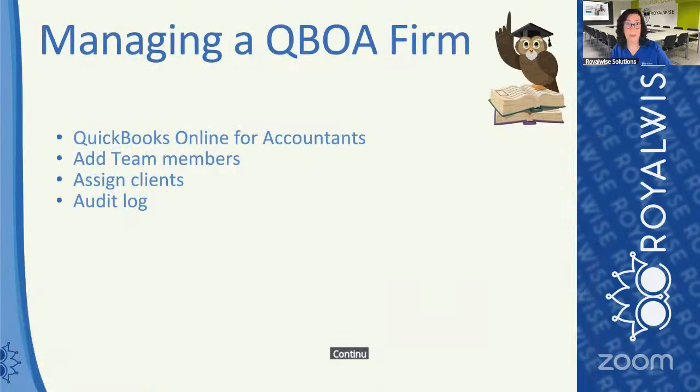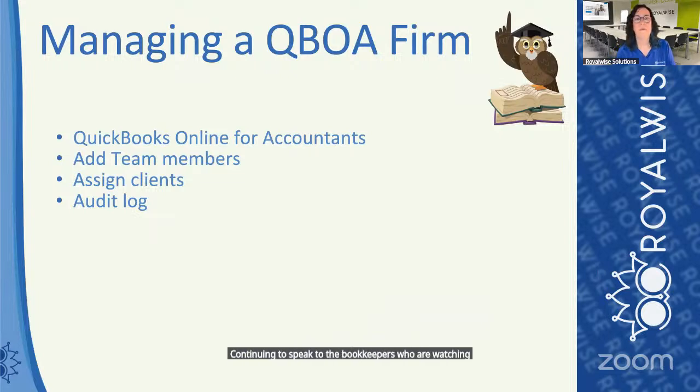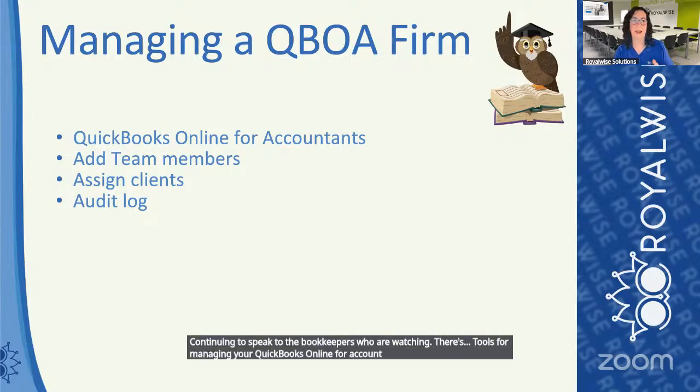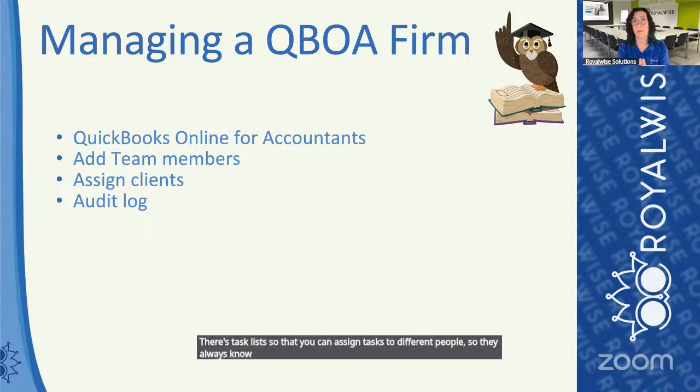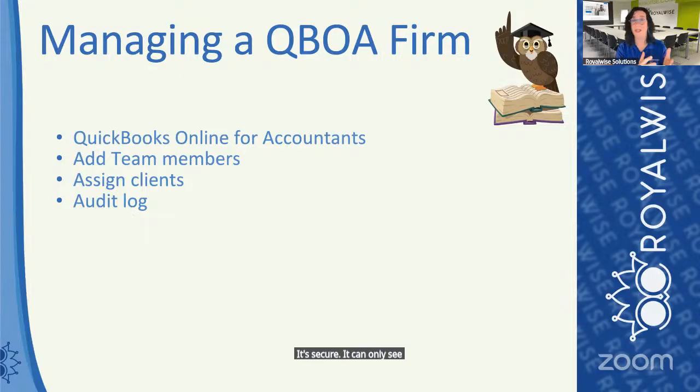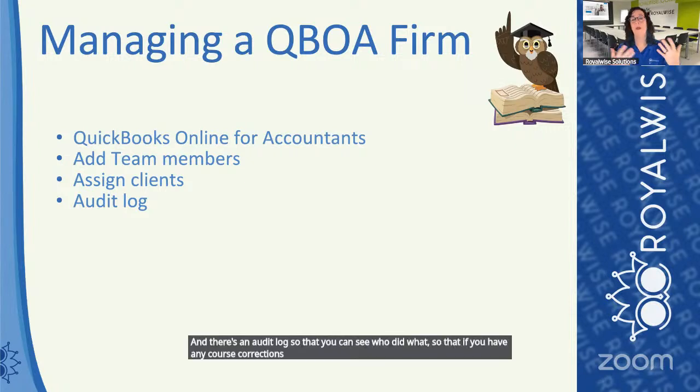Continuing to speak to the bookkeepers who are watching. There's tools for managing your QuickBooks Online for Accountants firm in there. And so you can add team members and assign different clients to team members. There's task lists so that you can assign tasks to different people so they always know what they're supposed to be working on. It's secure. They can only see clients that you assign to them. So if you don't assign them the client, they can't see anything. And there's an audit log so that you can see who did what, so that if you have any course corrections to do, you know exactly what's going on.